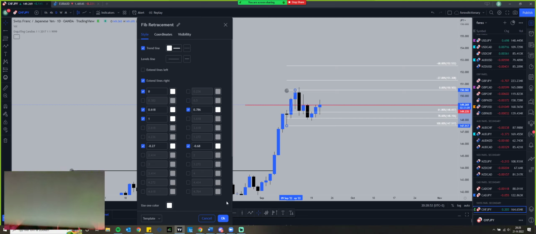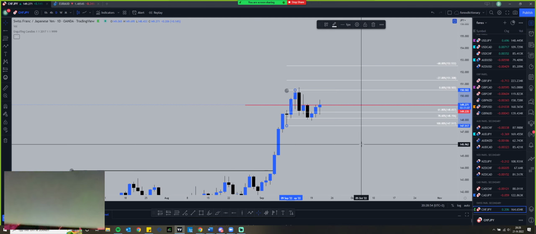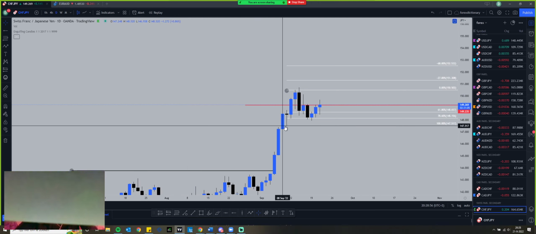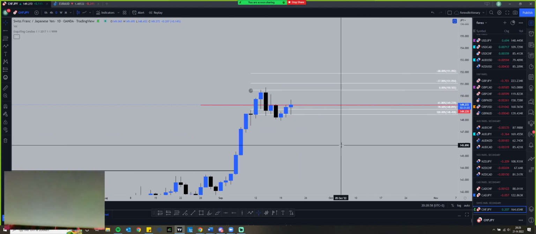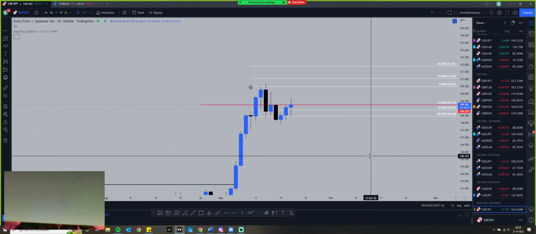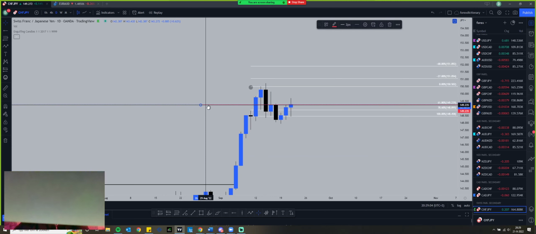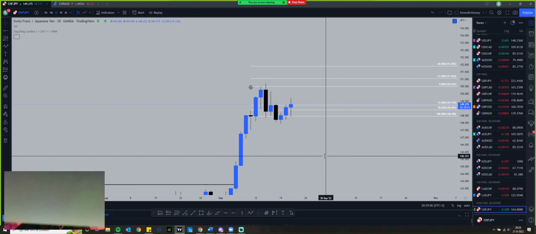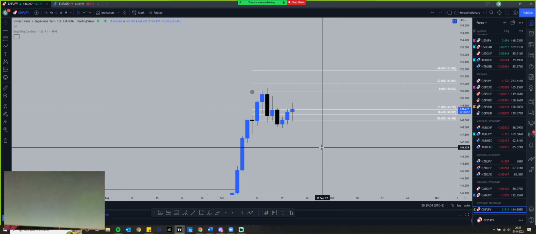I think the 38 is a bit too shallow. If you're putting your stop loss at the 61 level, then if it goes back there, it's not really worth it, I don't think. But anything past the 50, I think is definitely worth looking at. I might be taking the 31, 38 off, or maybe even having it there but really faint or something.